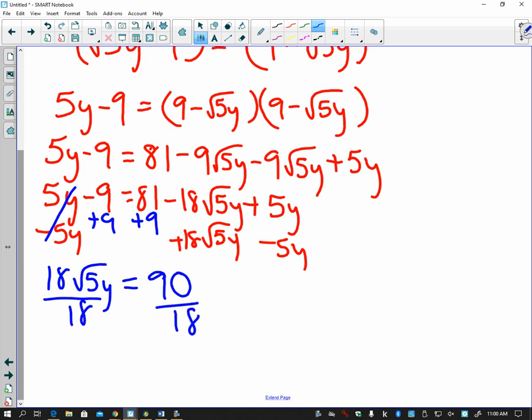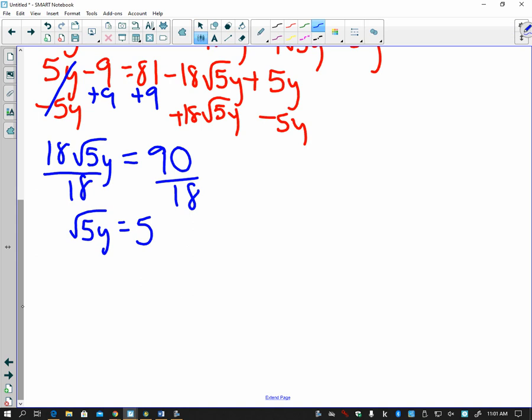And this is where the video is handy because you might not understand all that. So we got radical 5y equals what? 5. Okay, square both of them.